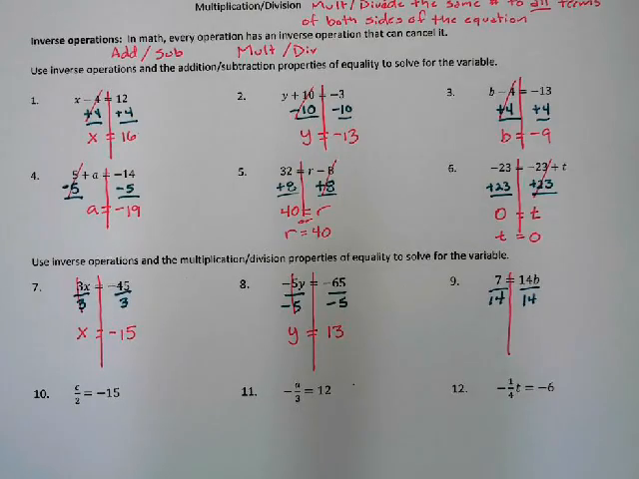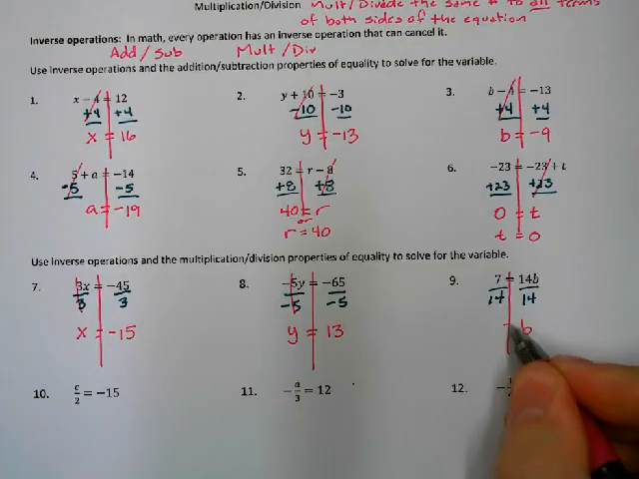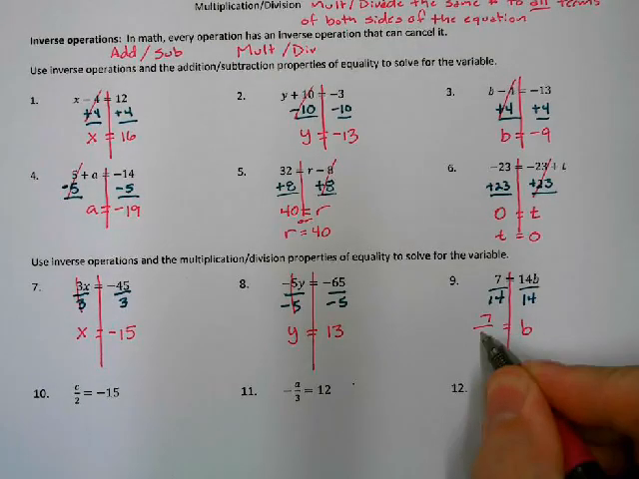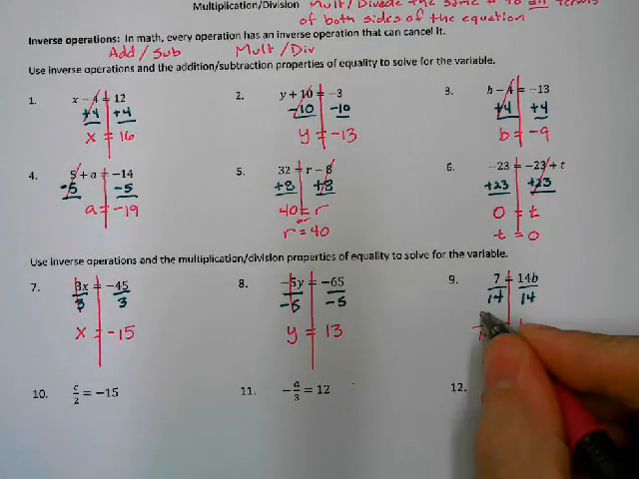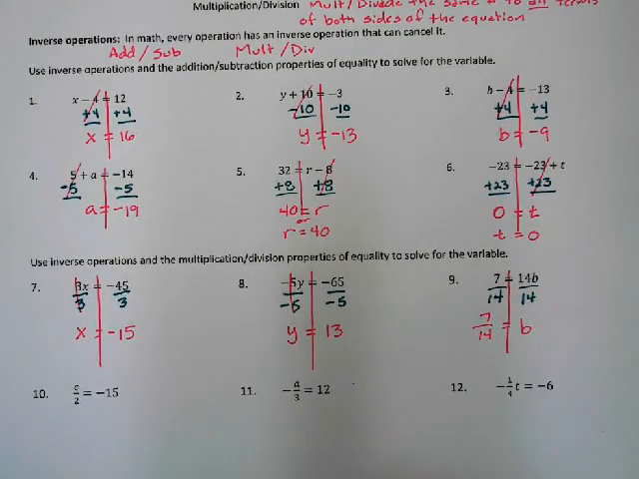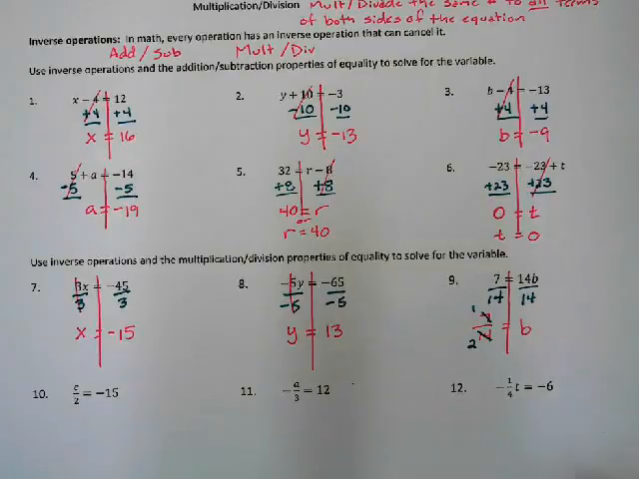So I've got 7 over 14. And we always look to reduce. Is there any number that goes into 7 and 14? Yeah, 7 goes into both of those. 7 goes into 7 one time. 7 goes into 14 2 times. So our final answer is that b equals 1/2.